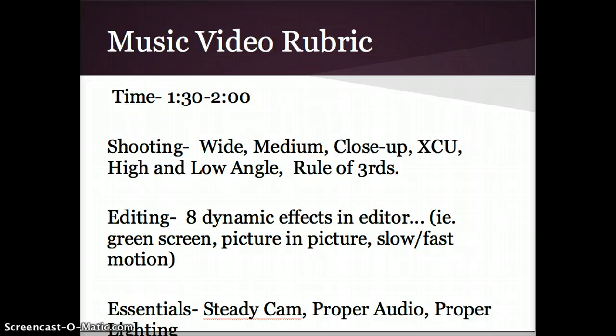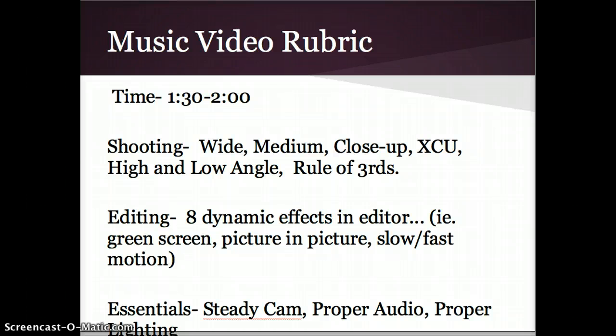The thing you're focusing on the most here is editing. You need 8 dynamic effects in your editor. So more than just the stuff that's on the editing toolbar in Final Cut Pro, you're going to need stuff like the green screen, picture-in-picture, the slow and fast motion things, and that is why we've been looking over those tutorials and discussing those things in class for the last week, because those are things that you're going to use in this project. You have to have 8 of them. So let's be creative here and think of how you're going to put those 8 in when you're storyboarding your music video, okay?